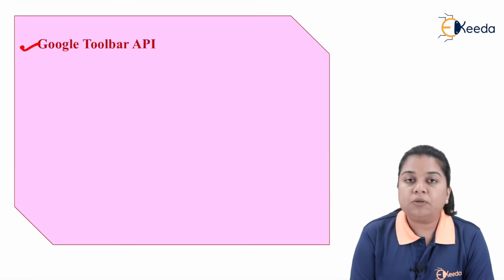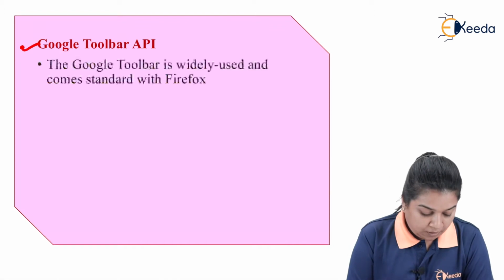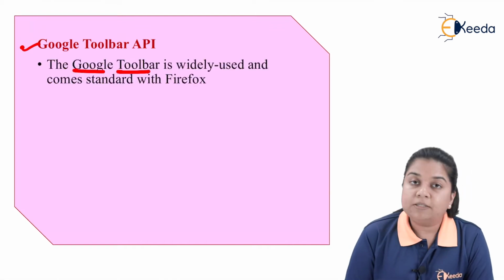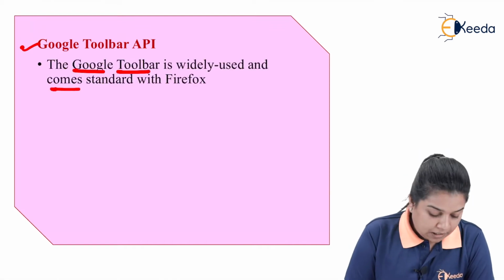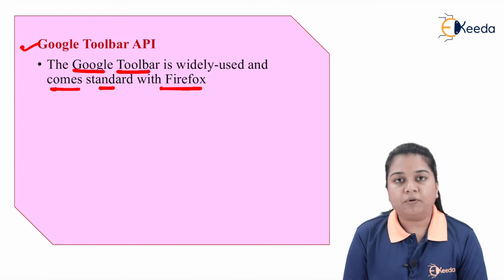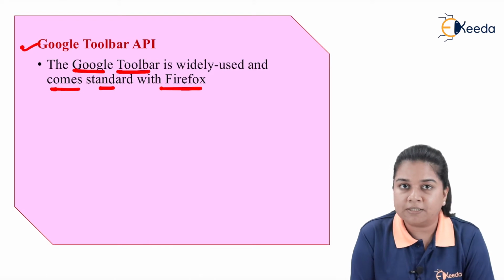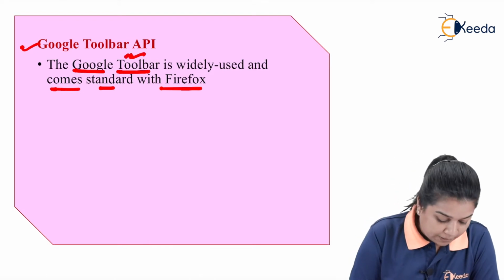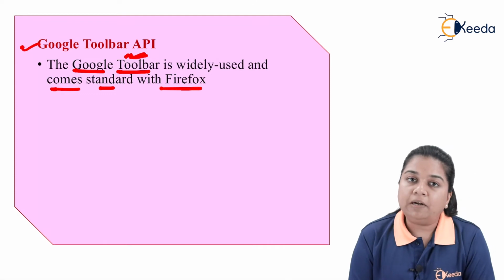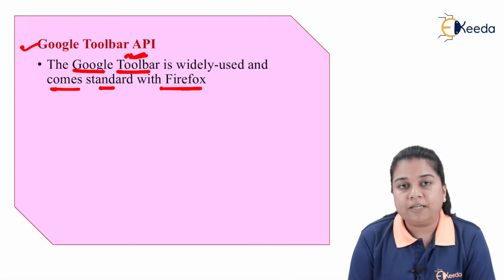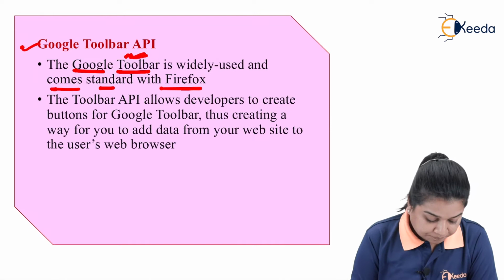What is the Google Toolbar API? The Google Toolbar is widely used and comes standard with Firefox. Now there are different kinds of web browsers, for example Chrome, Firefox, Internet Explorer, Safari, etc. So here this toolbar is widely used and with Firefox it is standard. That means we can get it.